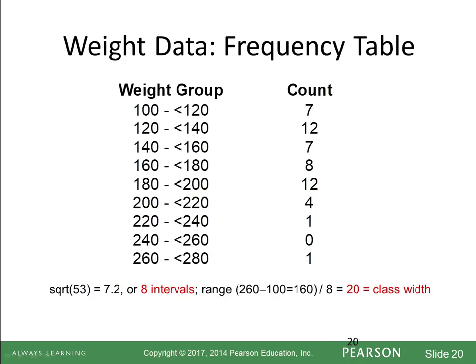And so here we go. And this is one way to look at frequency tables, 100 to less than 120. So you know if an individual scores 120, they're going to be in that second group. And you can see the numbers.